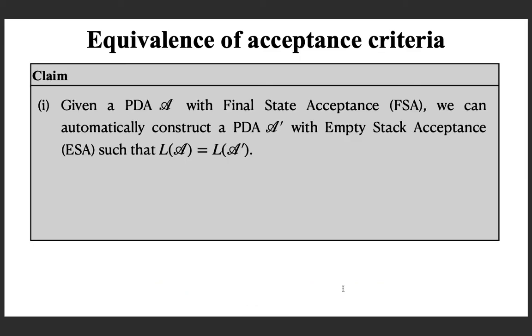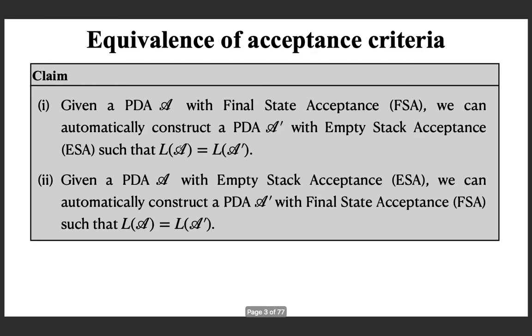We can have two claims for proving this equivalence. The first claim is that given a pushdown automaton A with a final state acceptance criterion, we can automatically construct a pushdown automaton A prime with empty stack acceptance criterion such that the language of A prime is the same as the language of A. That is, given a pushdown automaton accepting by final state, we can automatically obtain an equivalent pushdown automaton accepting by empty stack. And claim 2 is the other direction.